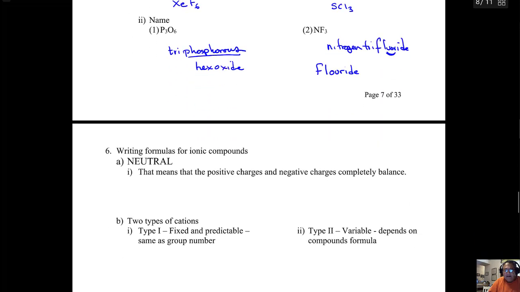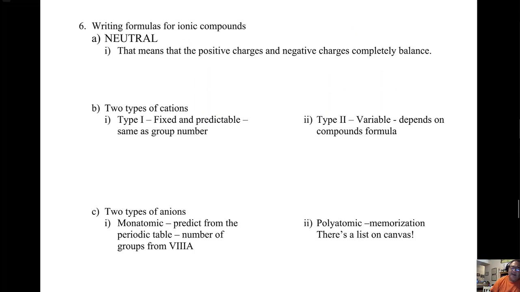All right, so that's it for that segment. Next, we'll be talking about naming ionic compounds.